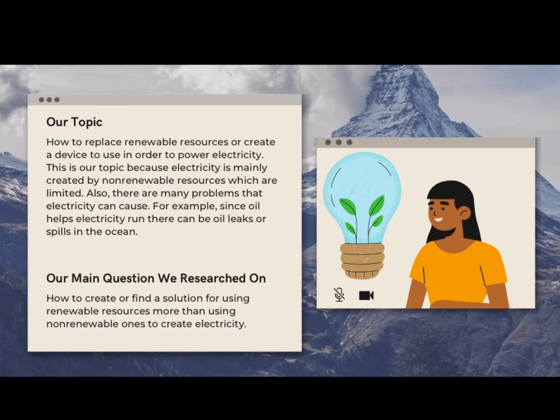So our main question we researched is how to create or find a solution for using renewable resources more than using non-renewable ones to create electricity. We have brainstormed 3 solutions for this. But before that, I want to teach you the basics.